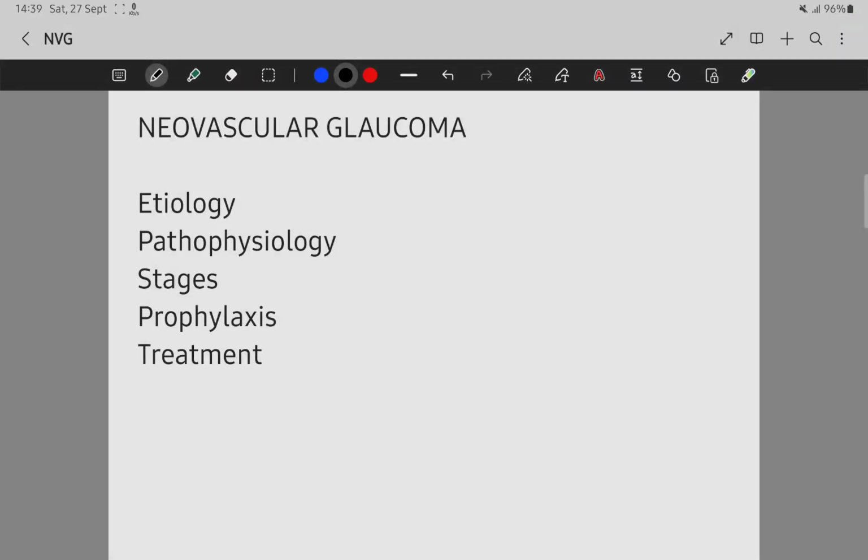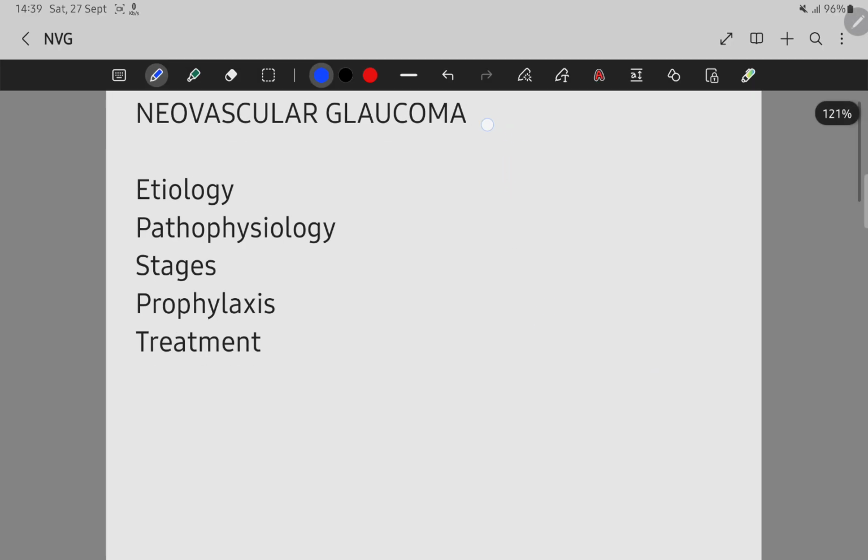Hi friends, in today's class we will discuss neovascular glaucoma, its etiology, pathophysiology, the stages of development of glaucoma, the prophylaxis and the treatment part. So what is neovascular glaucoma? It is a secondary glaucoma which occurs secondary to neovascularization of the angle.